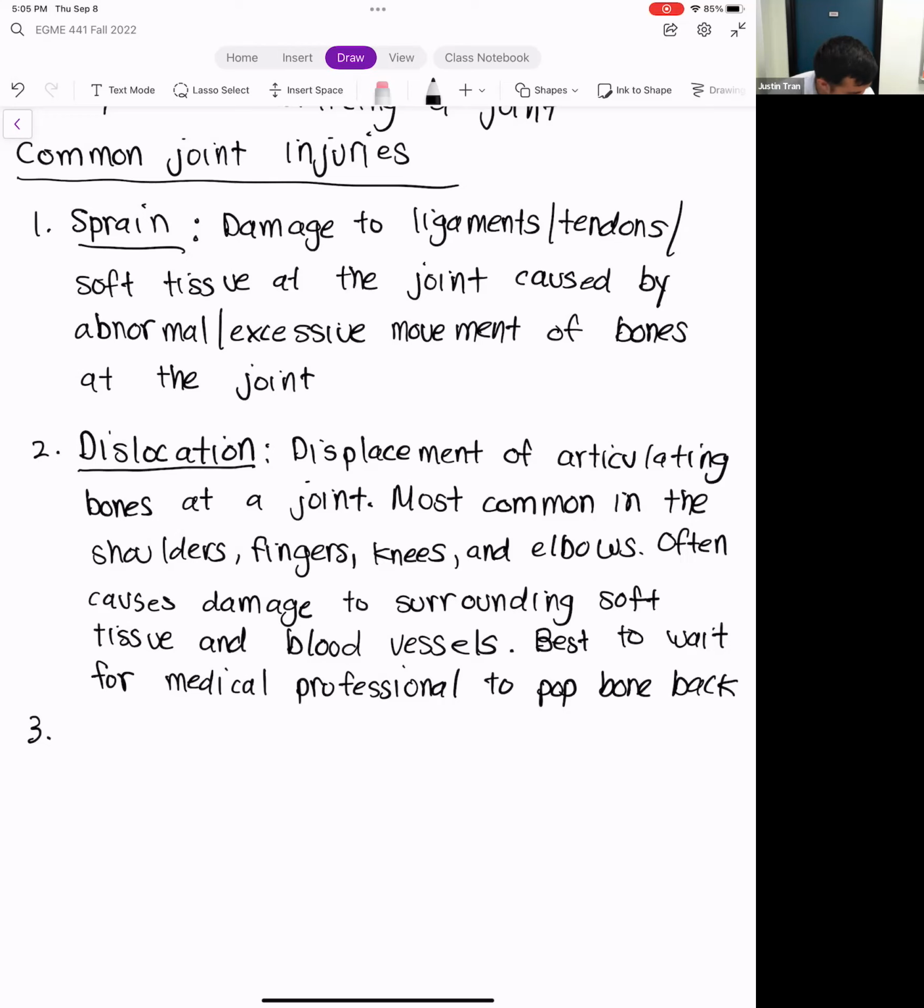So the first is a condition called bursitis. Bursitis is basically inflammation of these things called bursa. We haven't talked about bursa yet. So bursa are fluid-filled sacs that are within a lot of the joints in your body, and they act as cushions or shock absorbers for a lot of these joints.